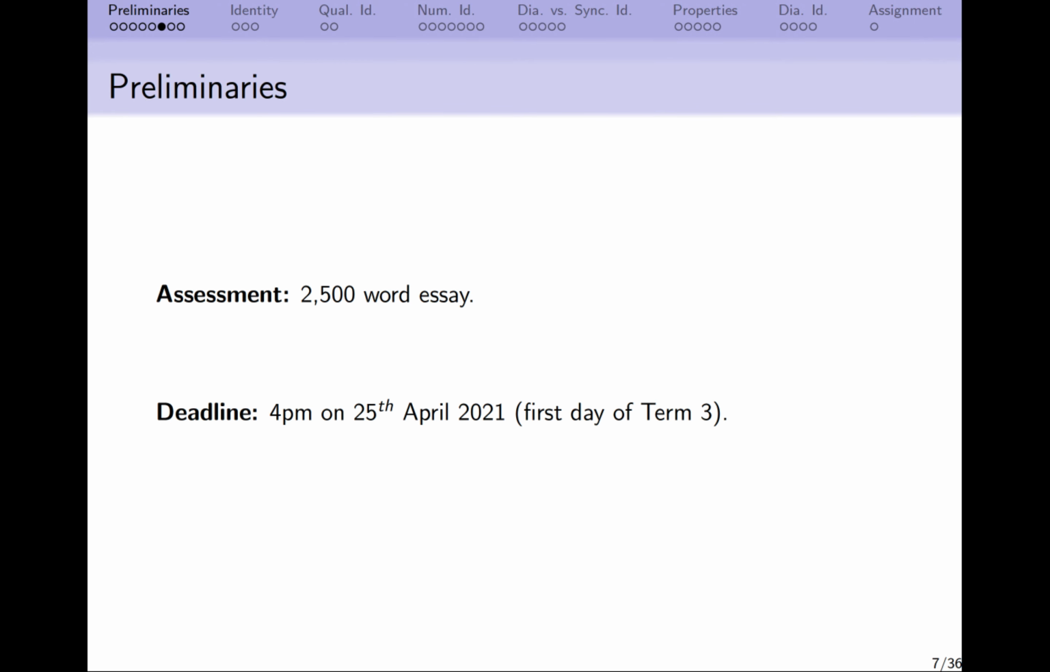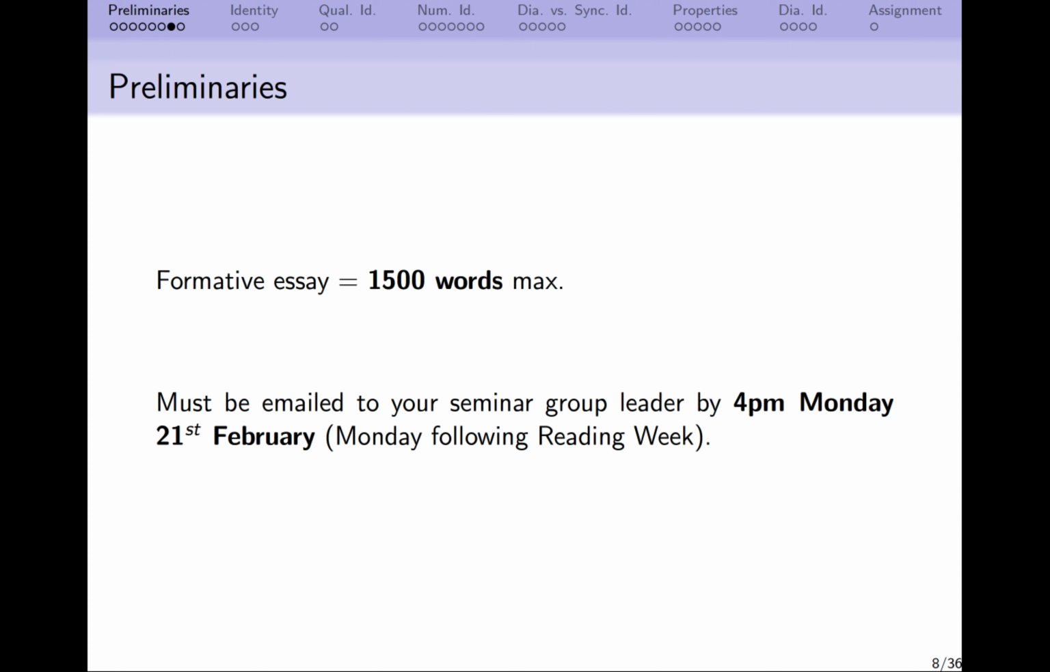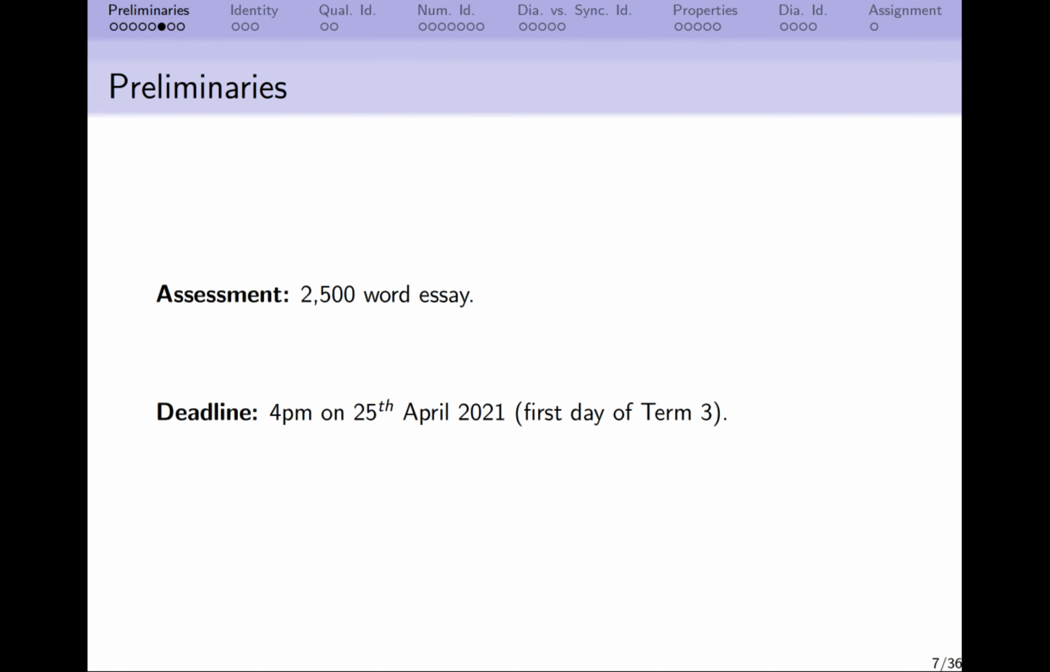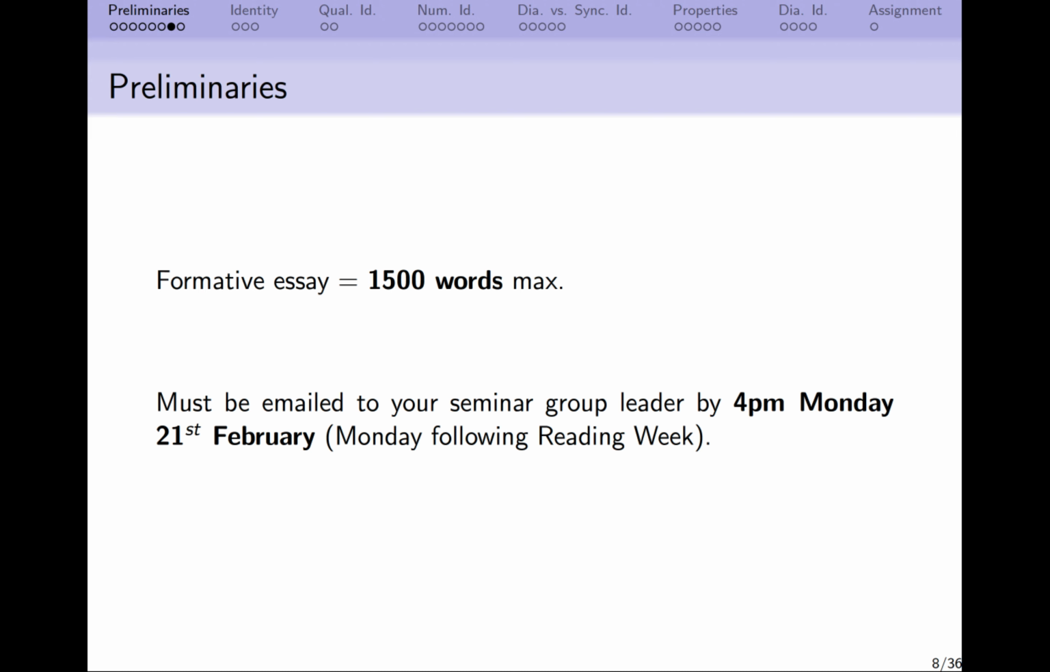In addition to that, you'll have the opportunity to write a formative essay. The formative essay is just a practice essay, just for feedback. It doesn't count towards your grade. It's not a course requirement. Strictly, it's optional, though you're encouraged to complete a formative essay in order to get feedback that will hopefully help you to write a better summative essay. Whilst the summative essay is 2,500 words, the formative essay is a shorter version, 1,500 words.